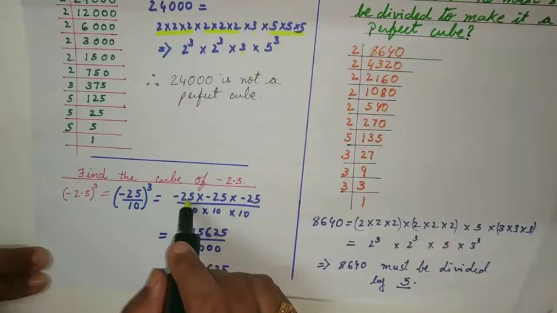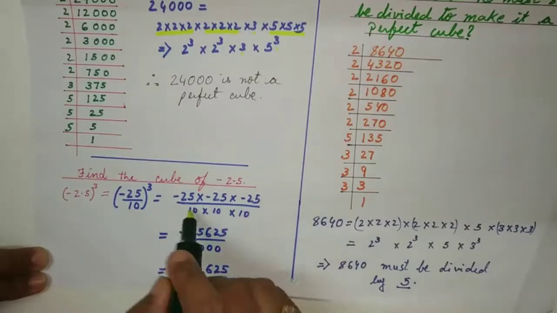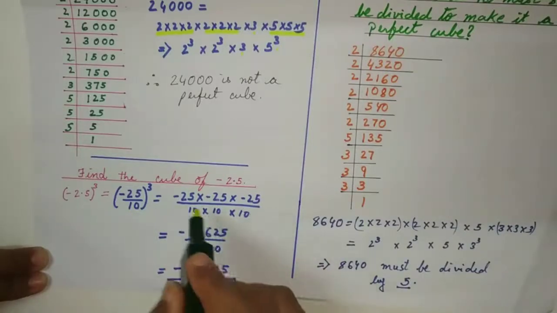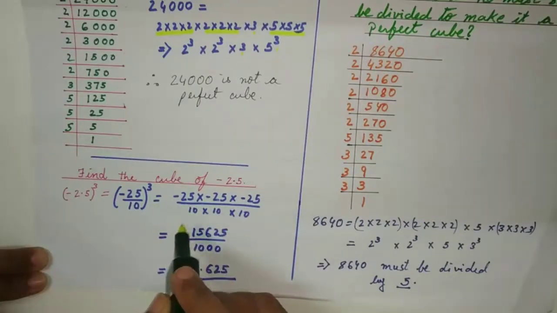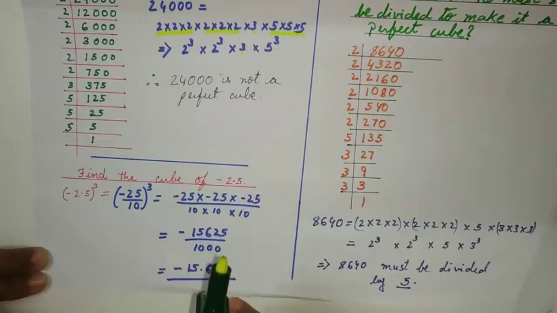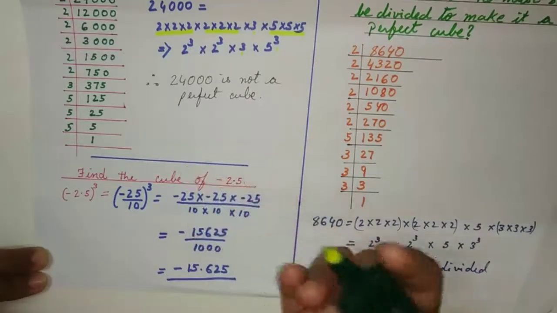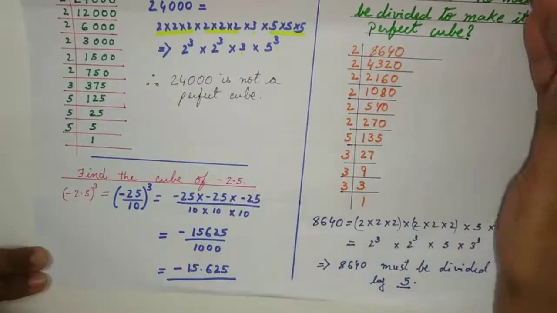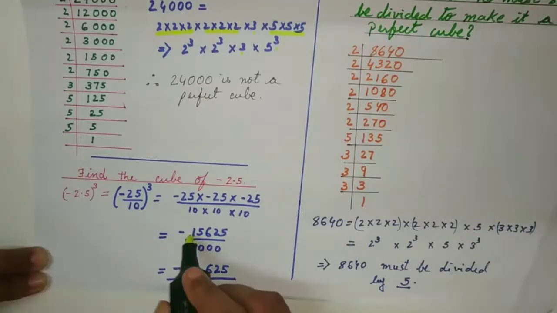Minus 25, minus 25, minus 25. Denominator 10 into 10 into 10. So minus into minus is plus, plus into minus is a minus. 25 into 25 is 625. I had asked you to remember and learn them. Into 25, if you are not learning, children, which is not at all good, please have a rough column, multiply, check how much it is, and I have written it as 15625.